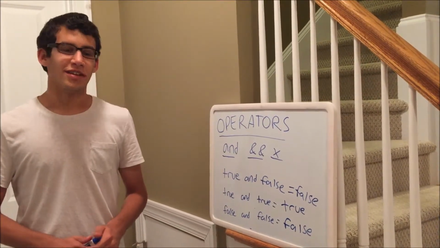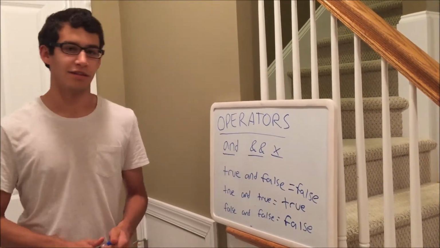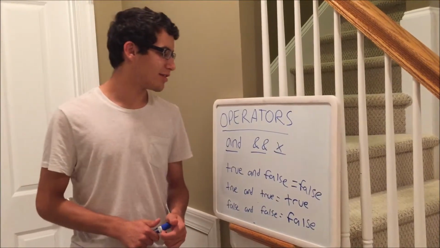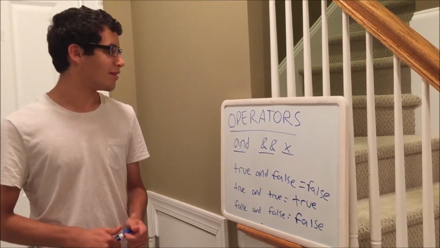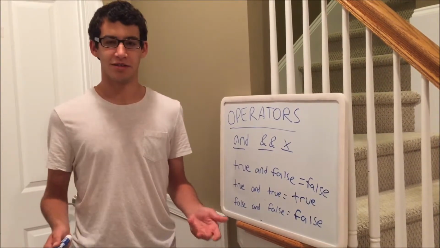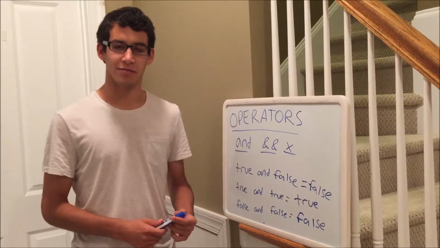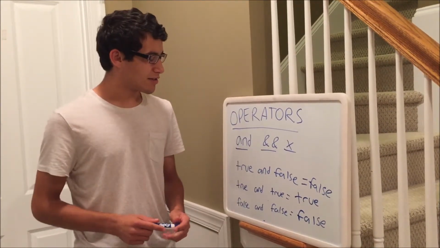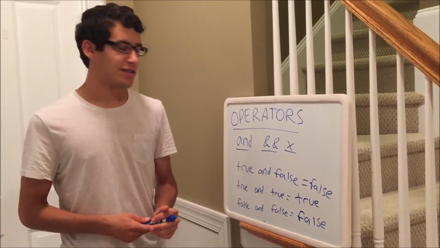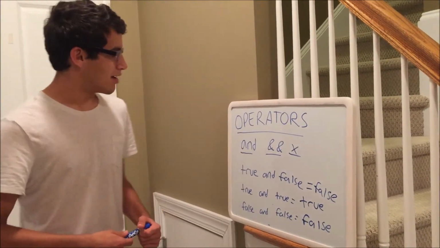Okay, today in this video I'm going to be talking about Boolean logic and decision making, specifically in Java. So the first thing I'm going to go over are your major operators. The first operator I'm talking about is the AND. The syntax in Java is two ampersands.